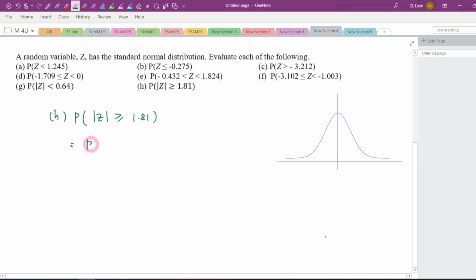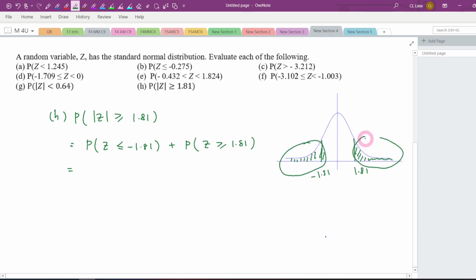So this will be less than or equal to negative 1.81, or, since it is or, it will be plus. Now this is actually here, negative 1.81, less than, and this is here, 1.81, positive and greater than. You notice that these two parts have the same area, right? So what you need to do is just find one of these and you times 2. So I just find this one.